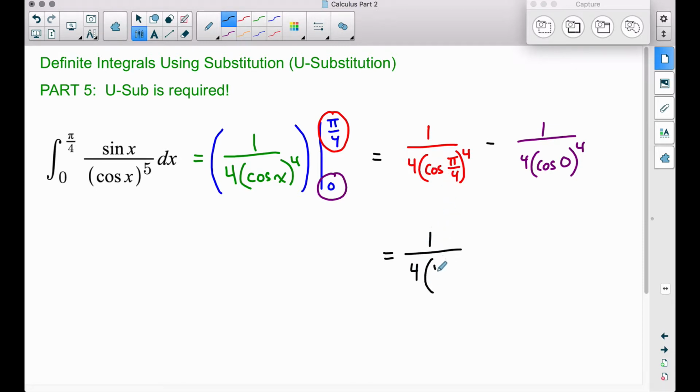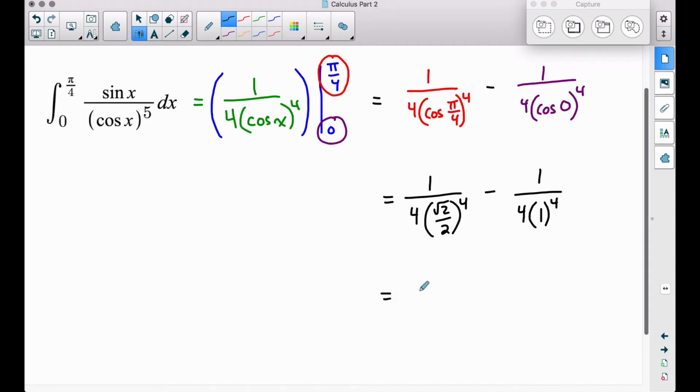Cosine of pi over 4 on the unit circle is square root of 2 over 2, and this is to the 4th power. Minus, bringing it on down, 1/4. Cosine of 0 is 1, so we have 1 to the 4th. Let's evaluate a little bit further. We have 1/4 times the square root of 2 to the 4th power.